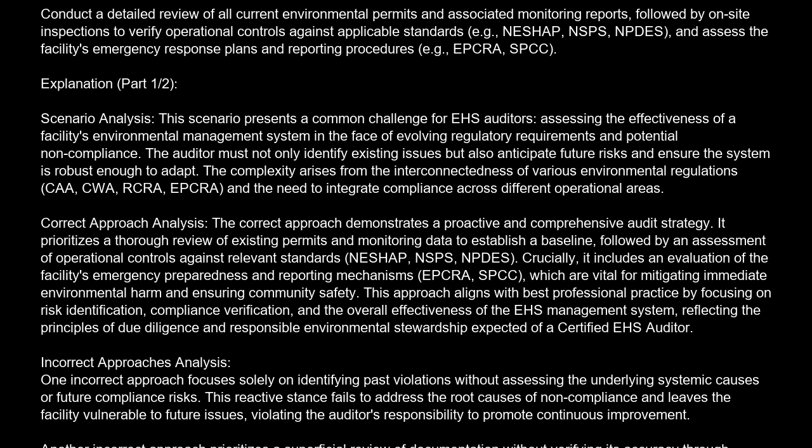Incorrect approaches analysis. One incorrect approach focuses solely on identifying past violations without assessing the underlying systemic causes or future compliance risks. This reactive stance fails to address the root causes of non-compliance and leaves the facility vulnerable to future issues, violating the auditor's responsibility to promote continuous improvement.